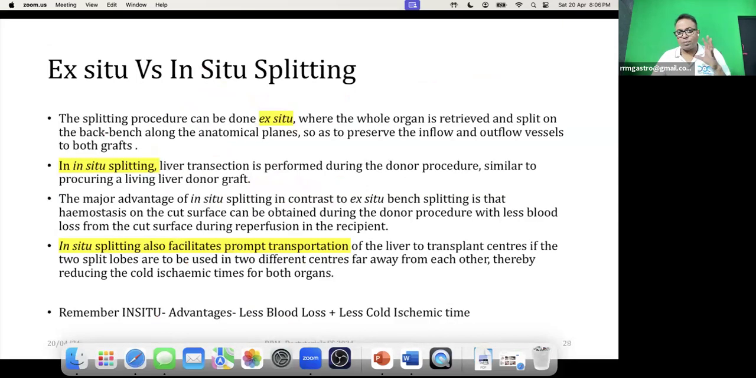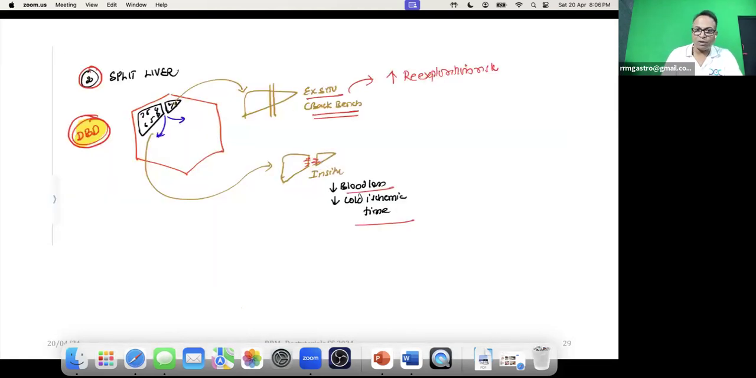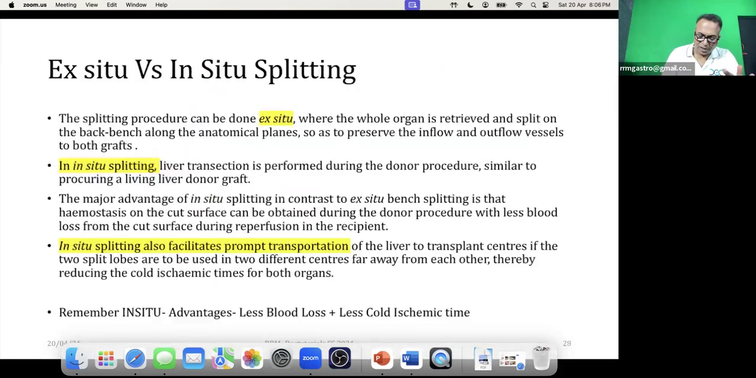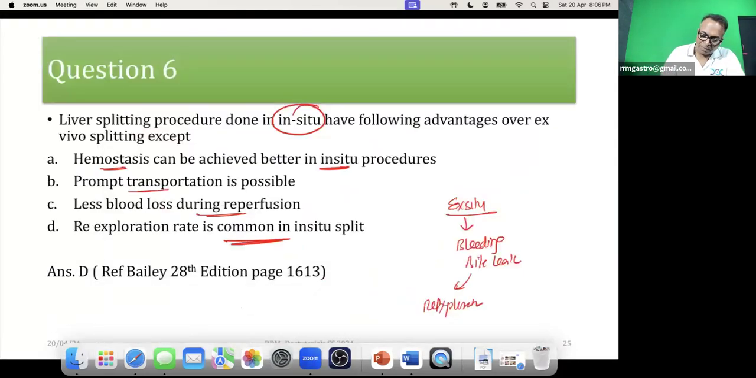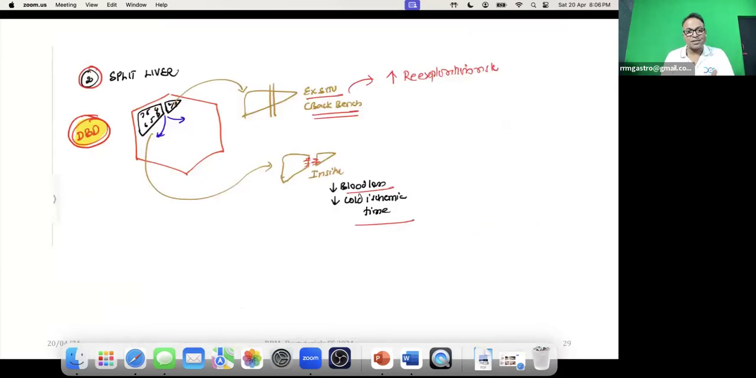So when you read this theory, you will often be confused in Bailey and Love. You may not understand many lines. So better you should make some illustrations and make it easier for yourself to understand. That is why I made these illustrative images. The first image I have made is a very clear image. Dual graft transplant. Don't forget, dual graft transplant for a bulky recipient. The second image I have made is an ex situ split or in situ split.